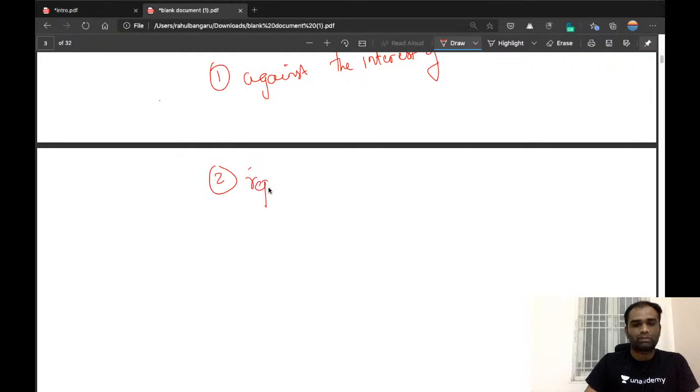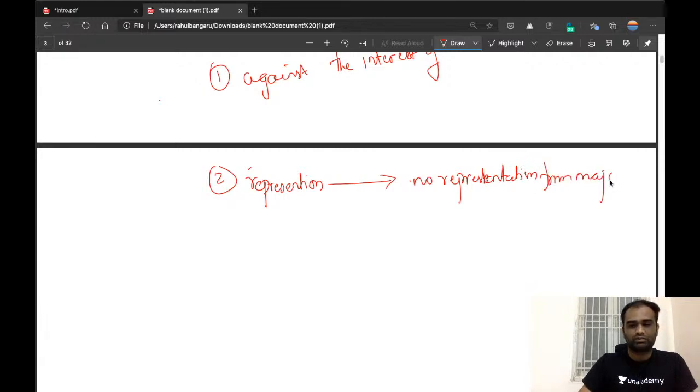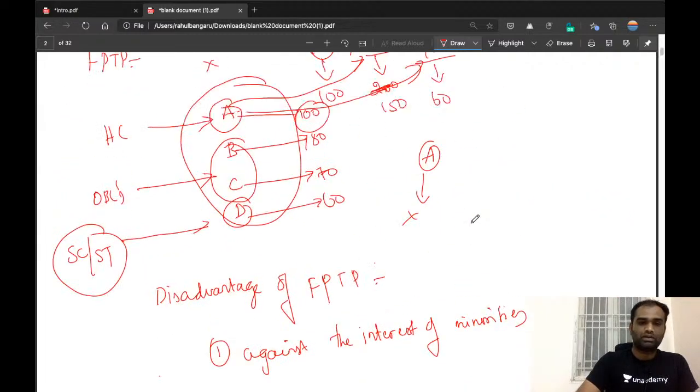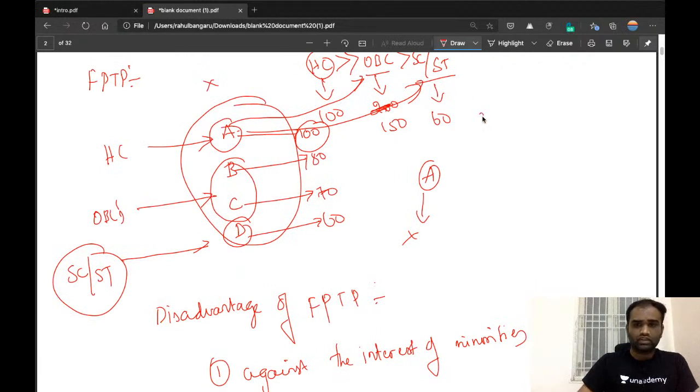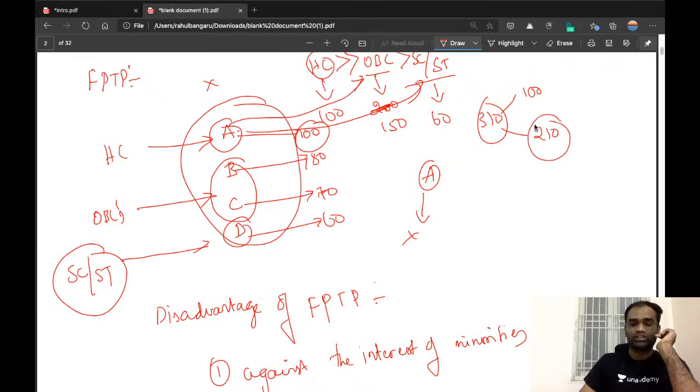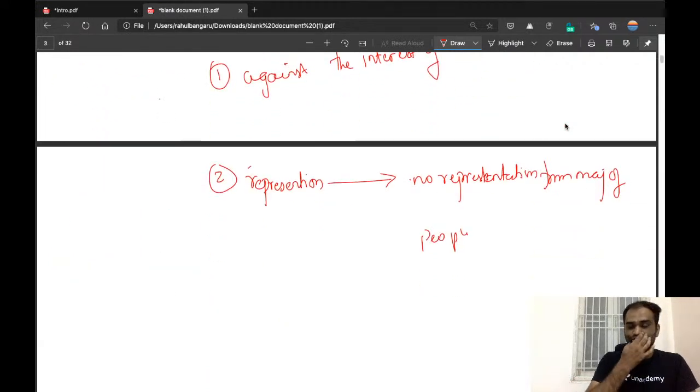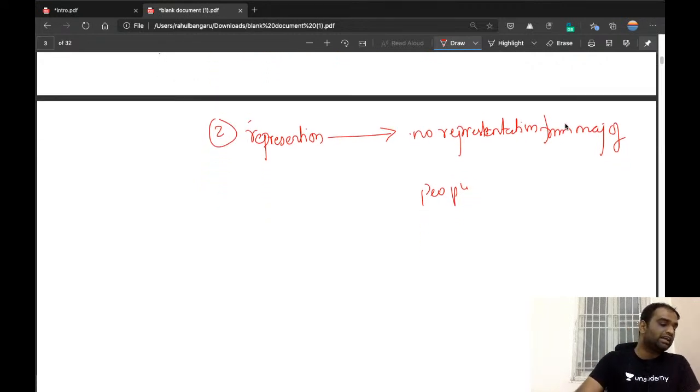So in first past the post system, the representation is not representing the actual people. There is no representation from the majority of the people. See here, around 310 people are there in this particular village. Out of these 310 people, only 100 have voted for political party A. The remaining 210 people did not vote for this party. So the majority did not vote for party A, but it is nonetheless representing this entire constituency X. So it skews the representation in favor of dominant communities. It goes against the interests of many minorities. So the representation will not be from the majority of the people in case of the first past the post system.